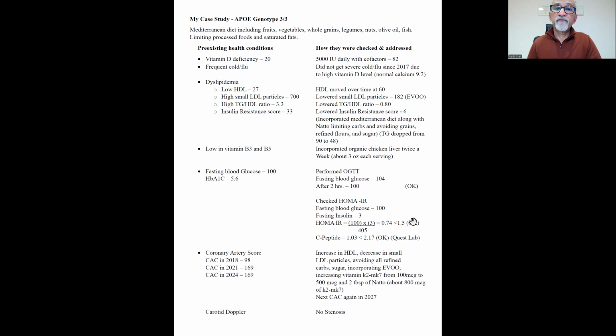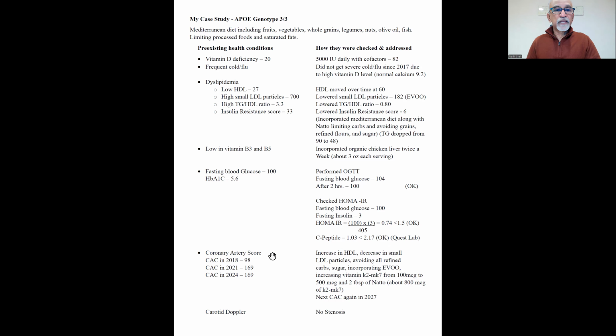Anything less than 1.5 is insulin sensitive on a HOMA-IR scale. So it came out okay. Then I needed to check my C-peptide. This is a pancreas output, how my pancreas is managing my insulin output. It came out 1.03, and that is less than 2.17. That's a Quest Lab range, and it came out okay.